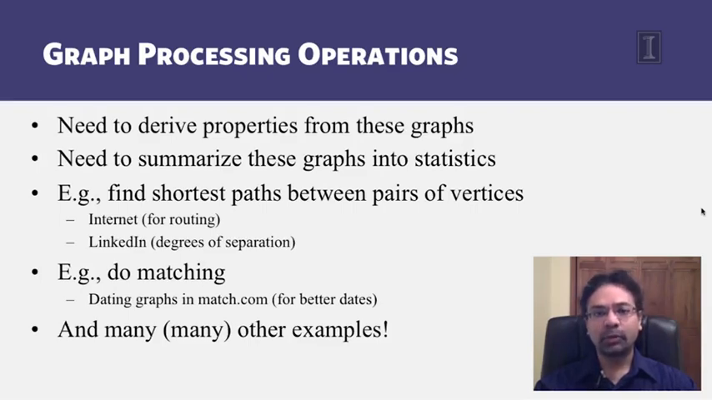For instance, you may want to find shortest paths between pairs of vertices. In the internet graph, this is useful for shortest path routing so that your packets can get routed fairly quickly. In LinkedIn, shortest paths is useful to find the degrees of separation between you and someone else. So if you've used LinkedIn, you might notice that it says this is a first connection or a second connection or a third connection. That's the degrees of separation, and that's obtained by running the shortest path algorithm to see what is the distance between you and another user, what is the shortest distance between you and another user.